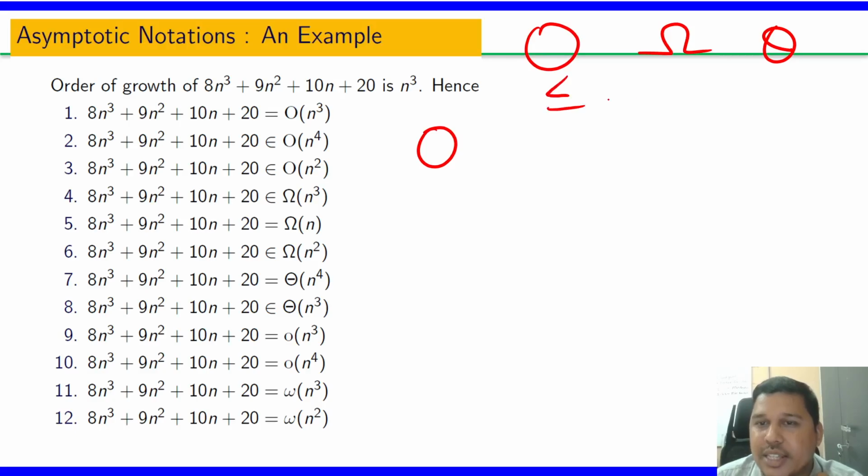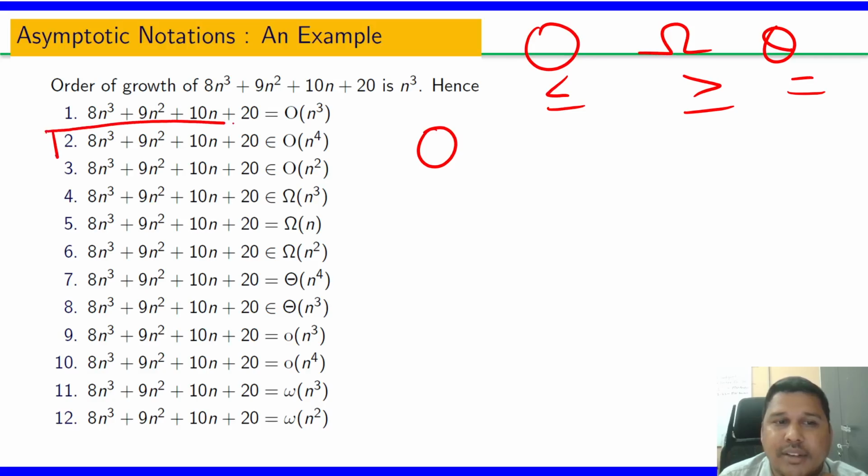Because this is less than or equal to, this is greater than or equal to, this is equal to. When do we use big O, and when do we use omega? If you observe, whenever I'm using big O, I'm focusing on the higher part. Take the second one. This side it is n cube, the left hand side it is n cube, but I'm representing it as order of n power 4.